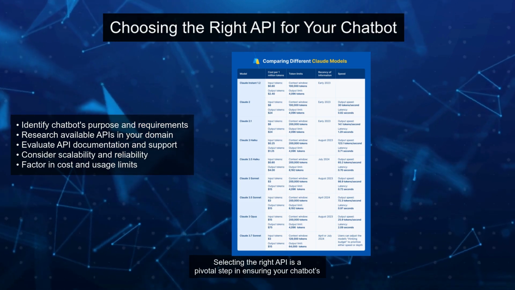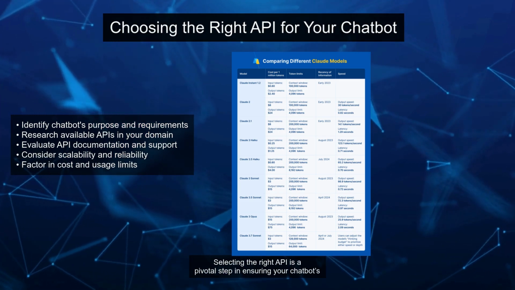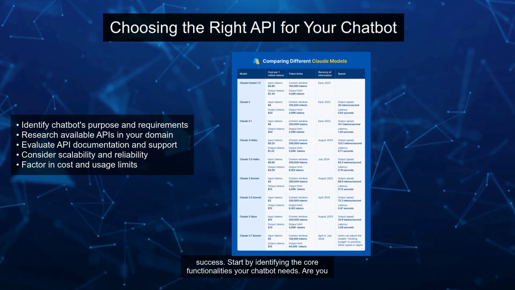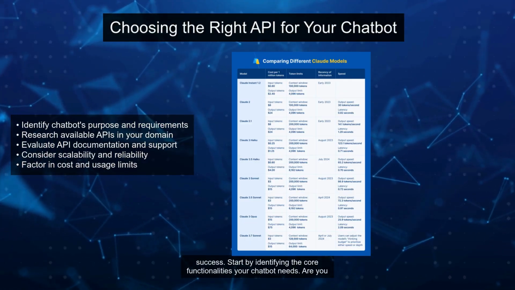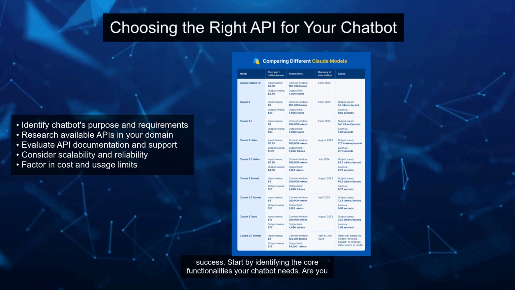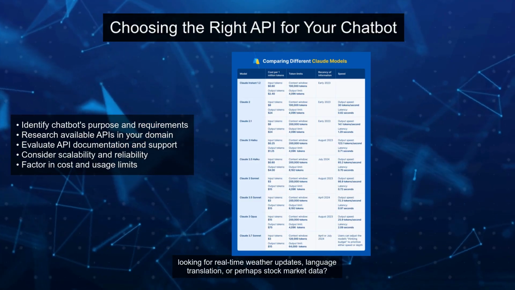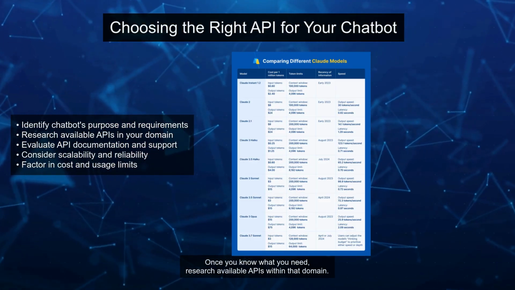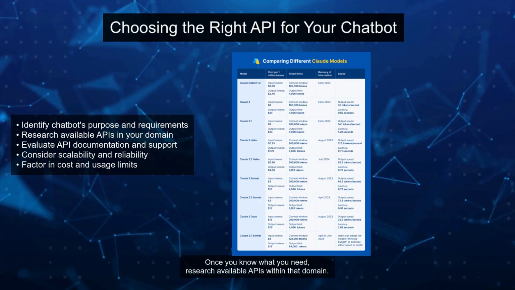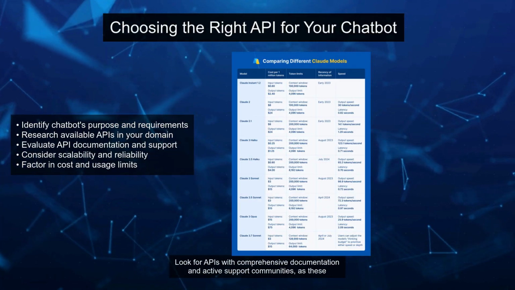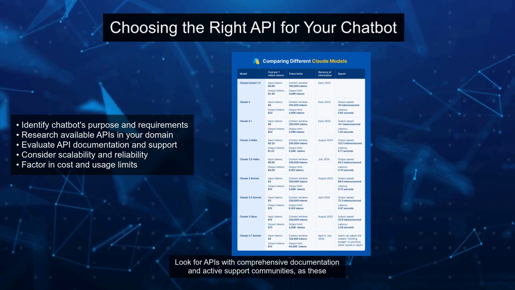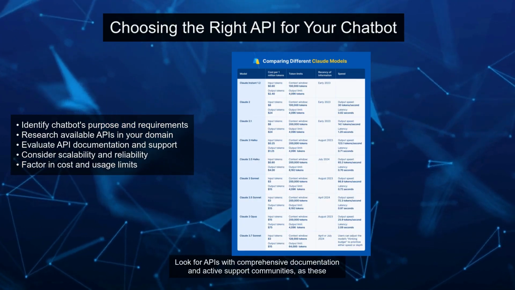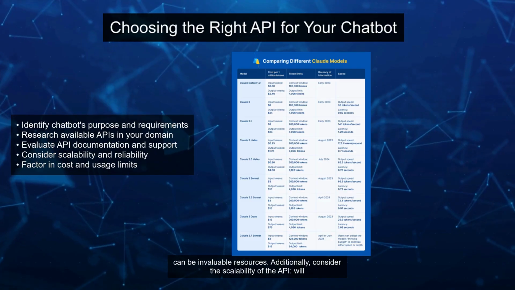Selecting the right API is a pivotal step in ensuring your chatbot's success. Start by identifying the core functionalities your chatbot needs. Are you looking for real-time weather updates, language translation, or perhaps stock market data? Once you know what you need, research available APIs within that domain. Look for APIs with comprehensive documentation and active support communities, as these can be invaluable resources.